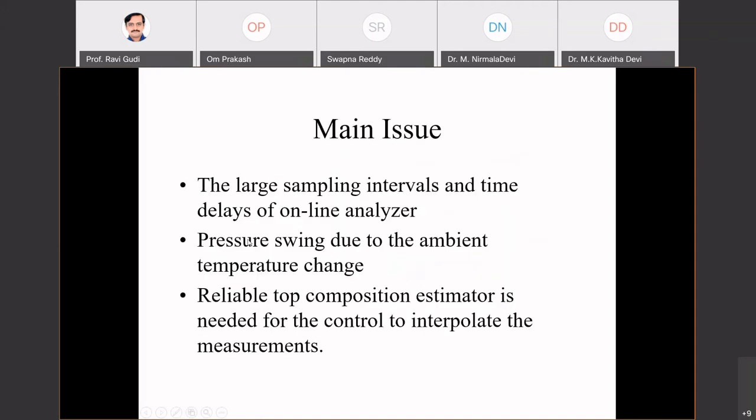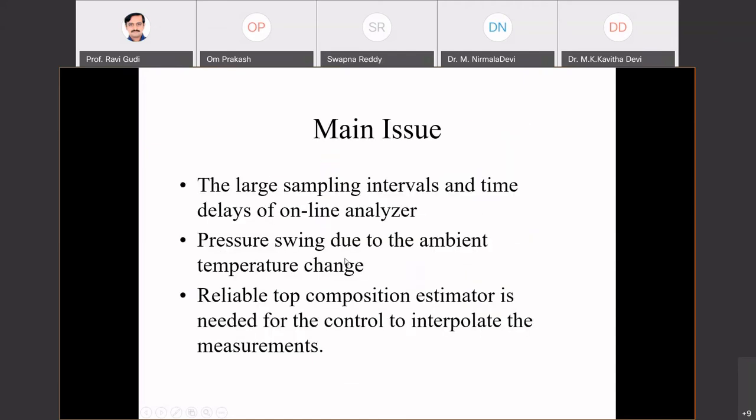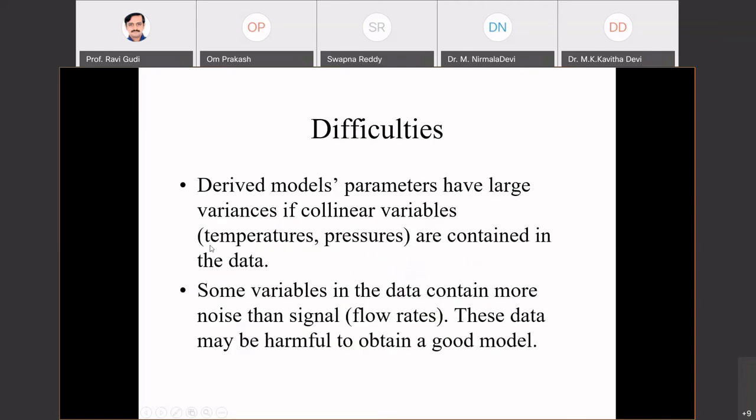Okay, pressure swing due to ambient temperature change. When there is ambient temperature change, the pressure in this swings, and so it becomes a problem to estimate. The top composition varies, and it's difficult to keep track of that. So a reliable top composition estimator was needed. They already had some estimator, but what happens here is that there are collinear variables.